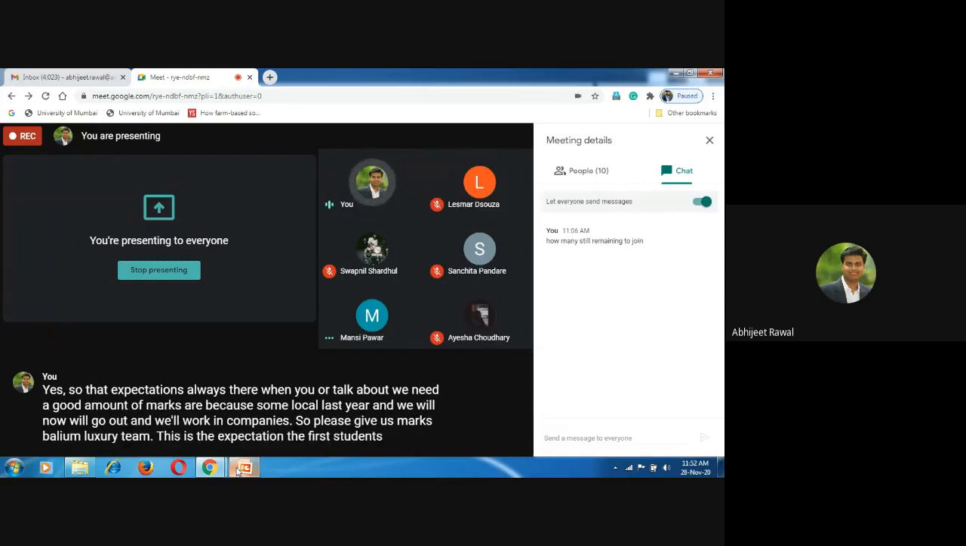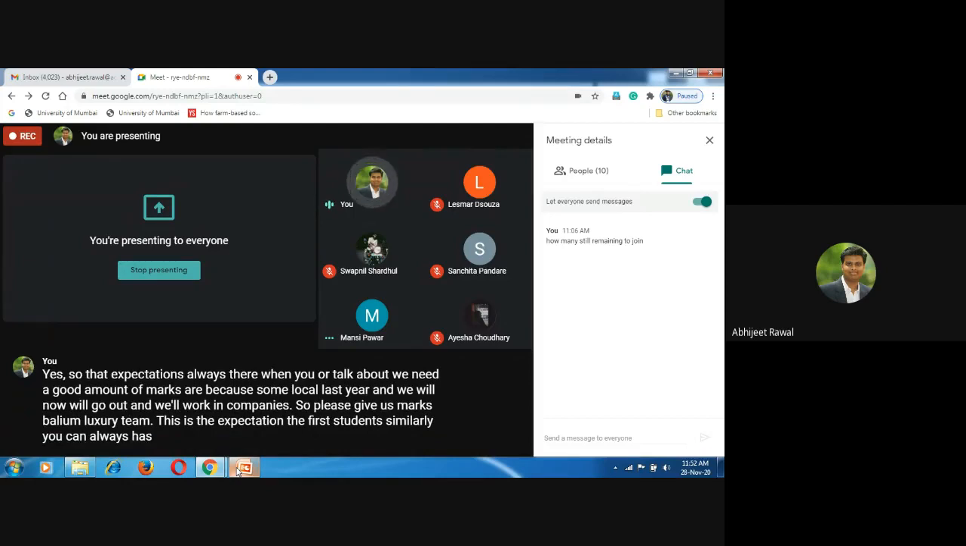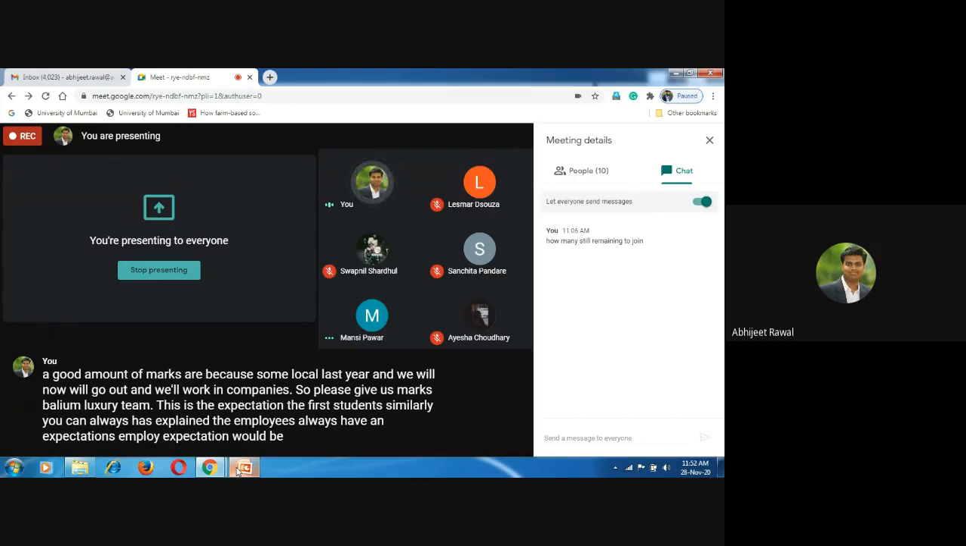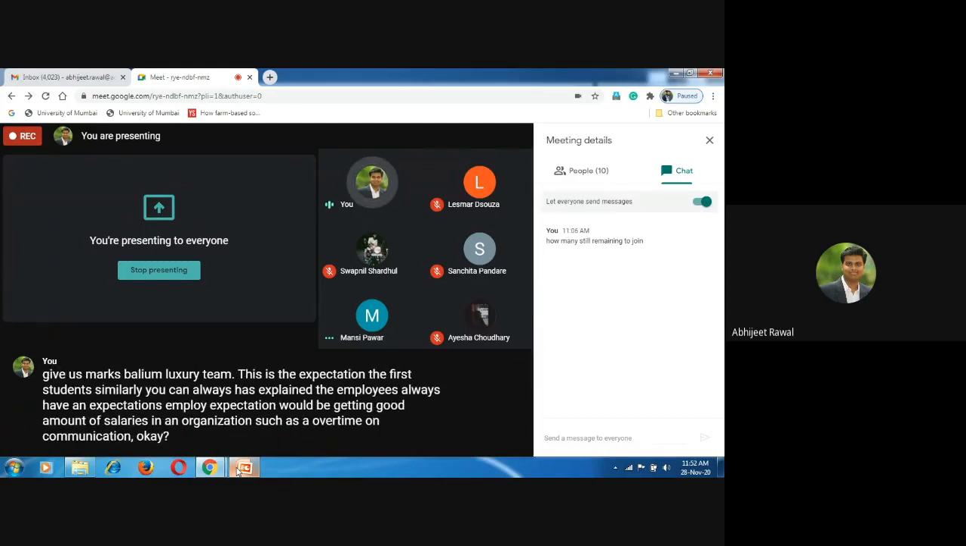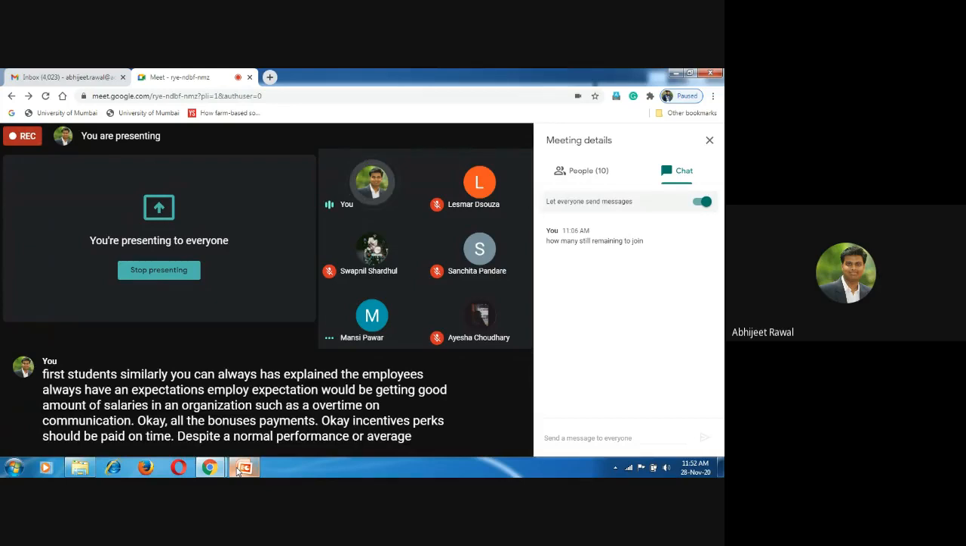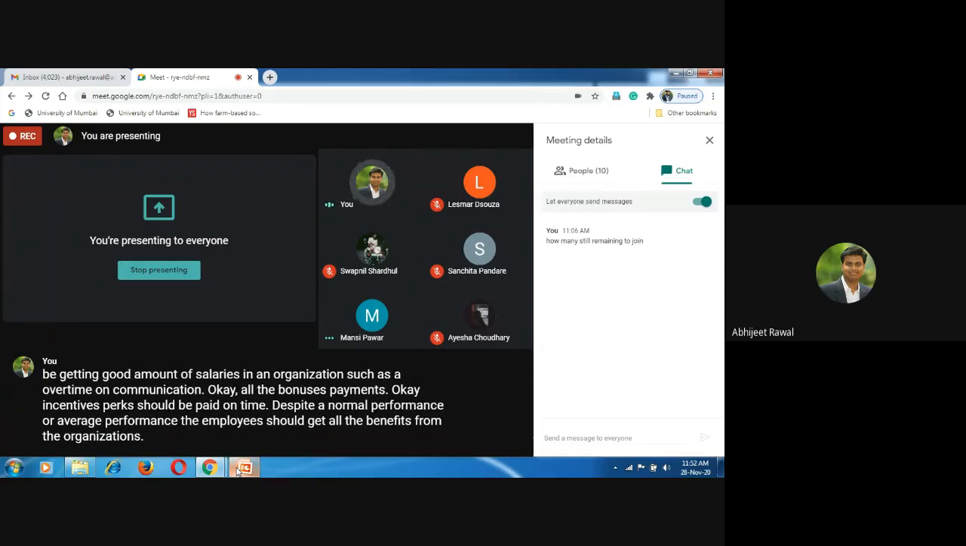Similarly, employees always have expectations. Employee expectation would be getting a good amount of salary in an organization, अच्छा सा overtime उनको मिलना चाहिए. All the bonuses, payments, incentives, perks should be paid on time despite a normal or average performance. The employees should get all the benefits from the organization. This is what a normal employee expects in a company.